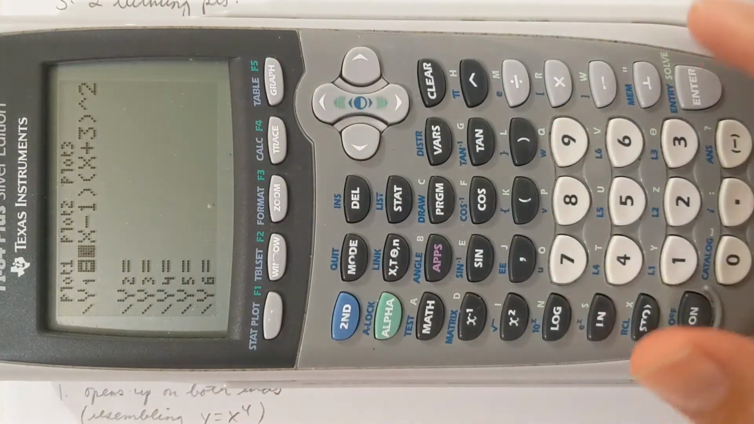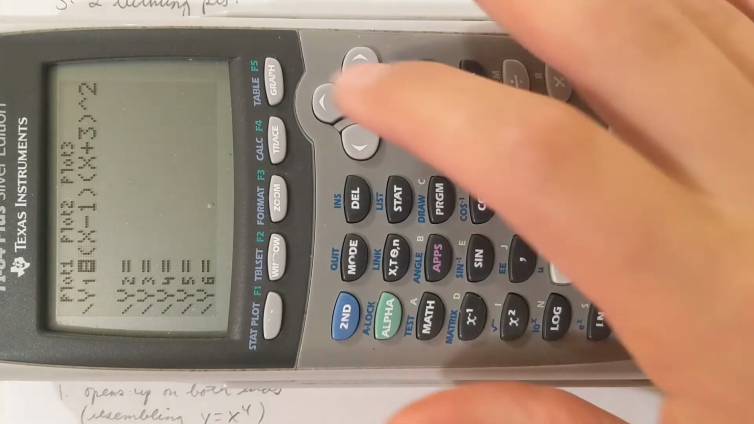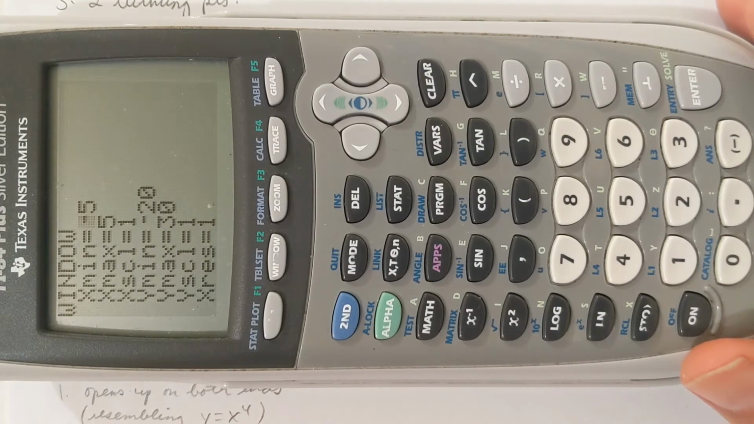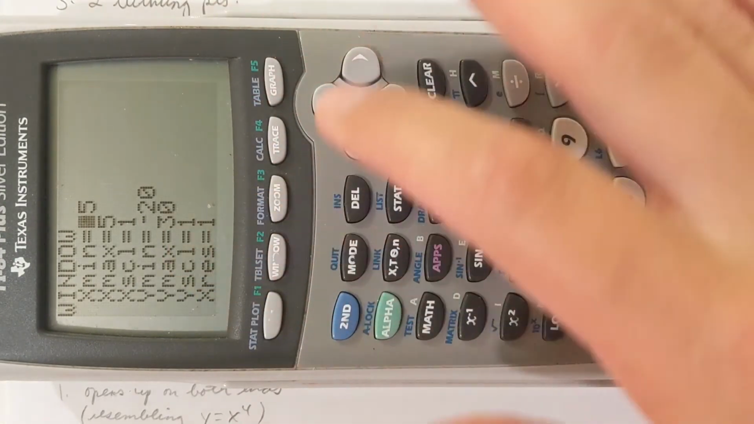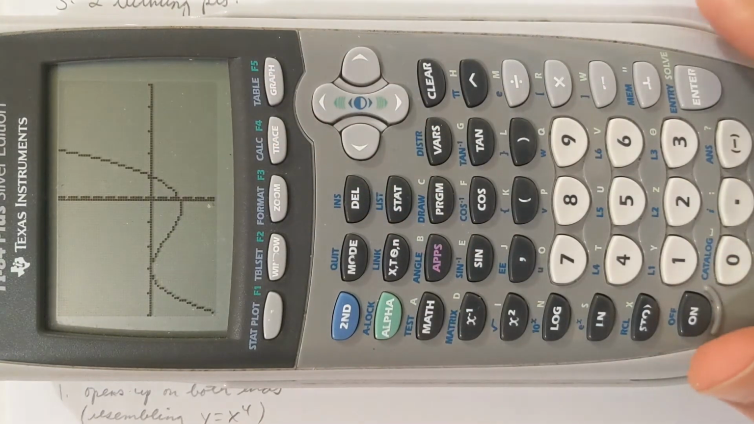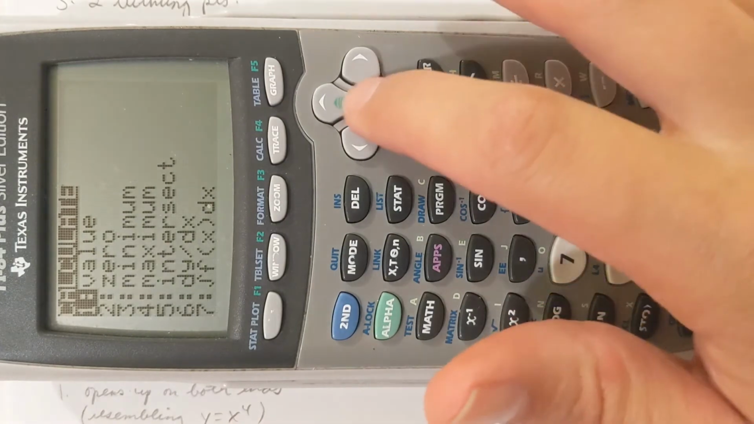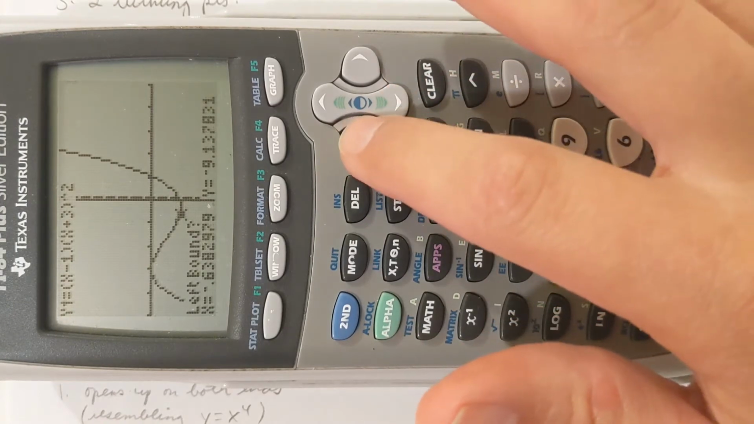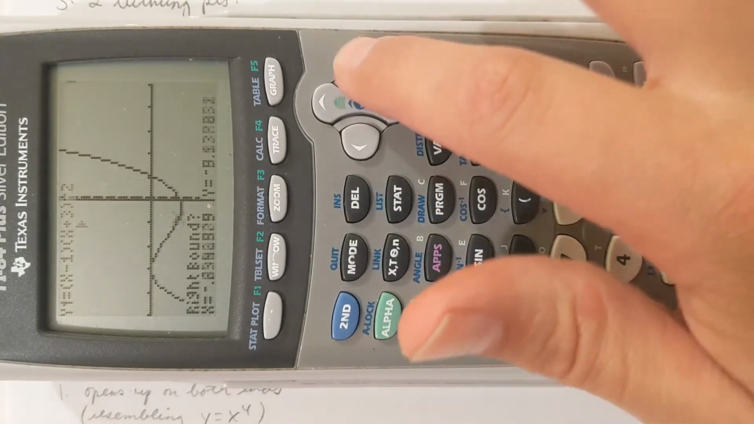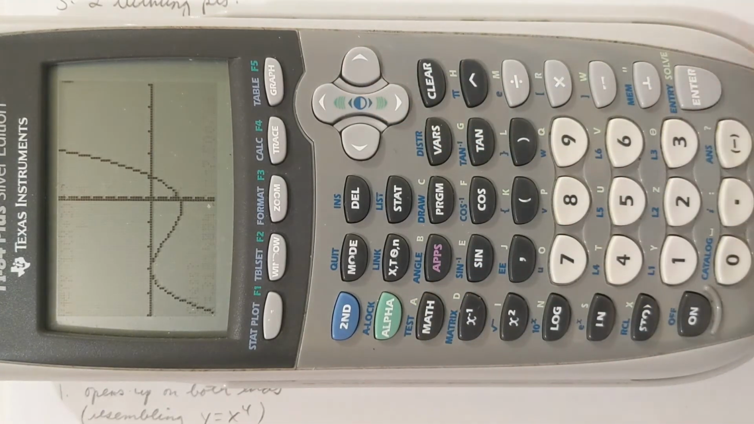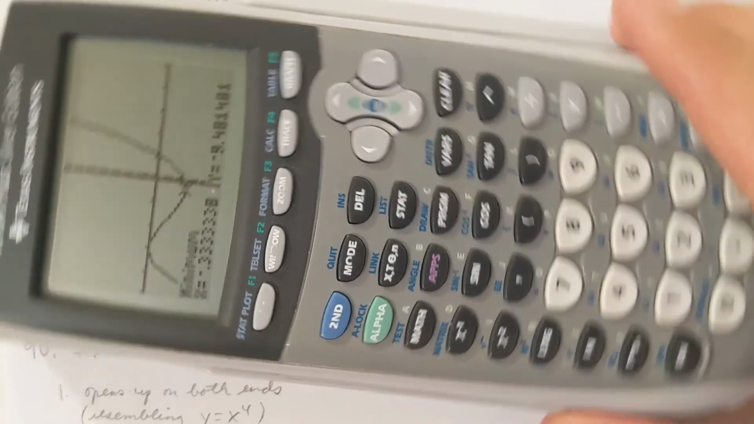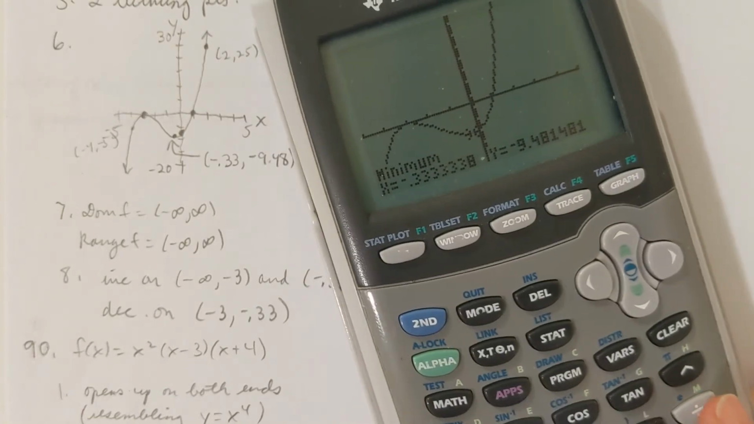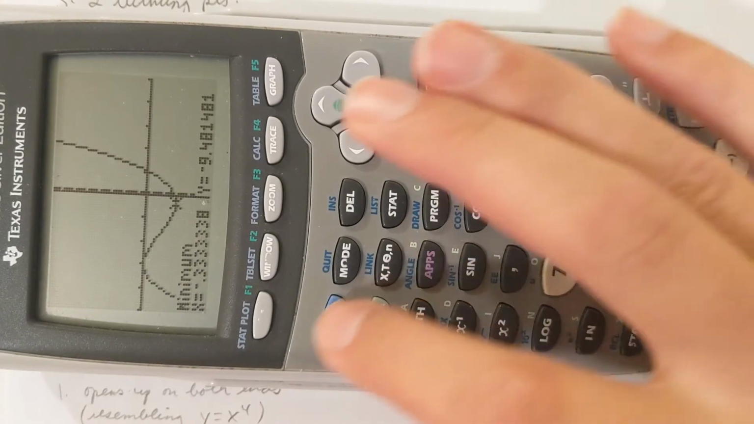So if I go to y equals, and I've already got this typed in, and then I hit graph, the window that I used here is negative 5 to 5, and then negative 20 to 30, using an increment of 1. If I hit second and trace, let's get the minimum first. Okay, I'm going to have a minimum at negative 3.3, negative 0.33. Okay, and we get the maximum now.